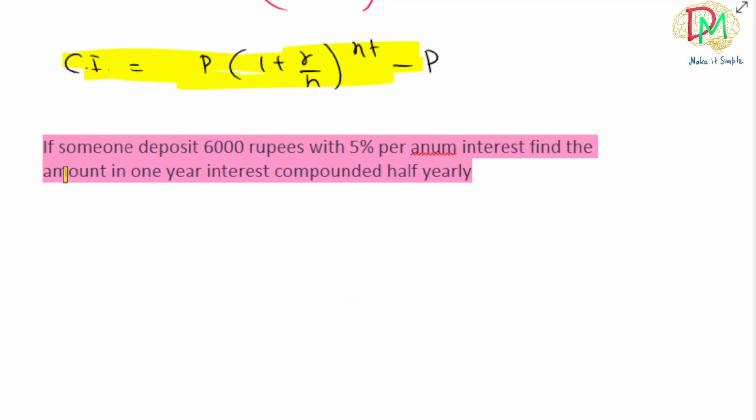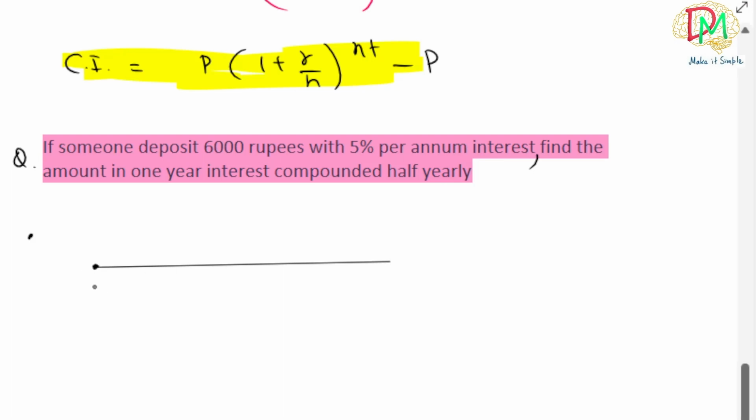Now solve this question. If someone deposits 6,000 rupees with 5% per annum interest rate, find the amount in 1 year, interest compounded half yearly. So this is the question. First draw the line diagram.